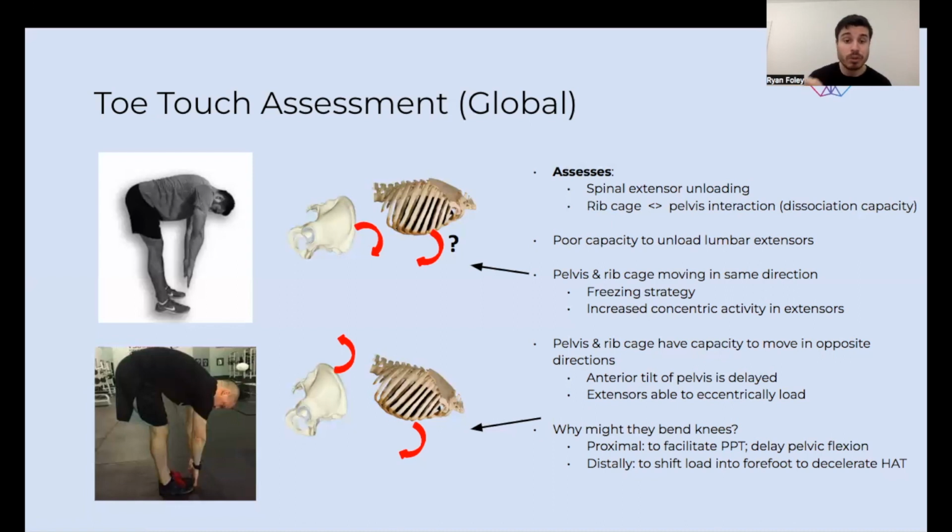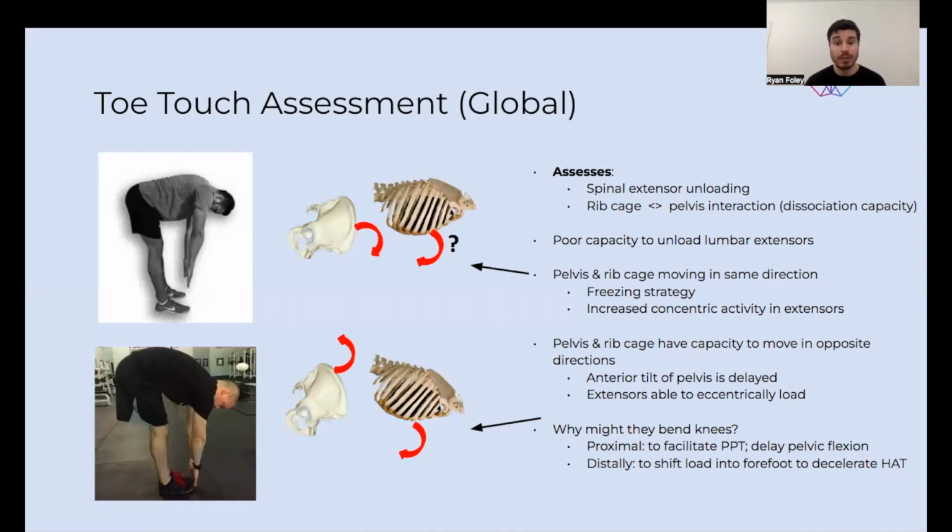But bending the knees also could be a strategy to shift more workload into the whole foot, because when the knee bends, the tibia will flex forward, and this will shift more load forward into the foot, away from the heel. So it could represent a strategy where the system is searching for extra stability at the foot to help control the forward flexion of the spine. Okay, so there's lots of information that we can actually gather from this test.